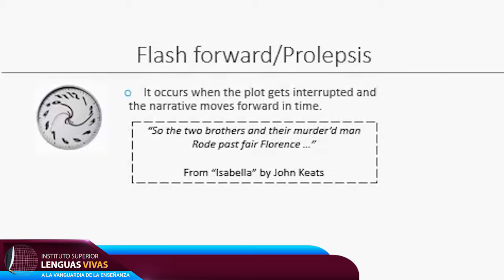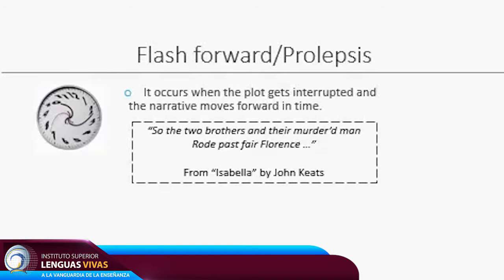The next device is flash forward, also known as prolepsis, which occurs when the plot gets interrupted and the narrative moves forward in time. It is usually used when the author wants to shed light on the character's actions. A clear and very famous example in literature can be found in Charles Dickens' A Christmas Carol, when the main character Scrooge experiences a flash forward when he is visited by the ghost of Christmas future.